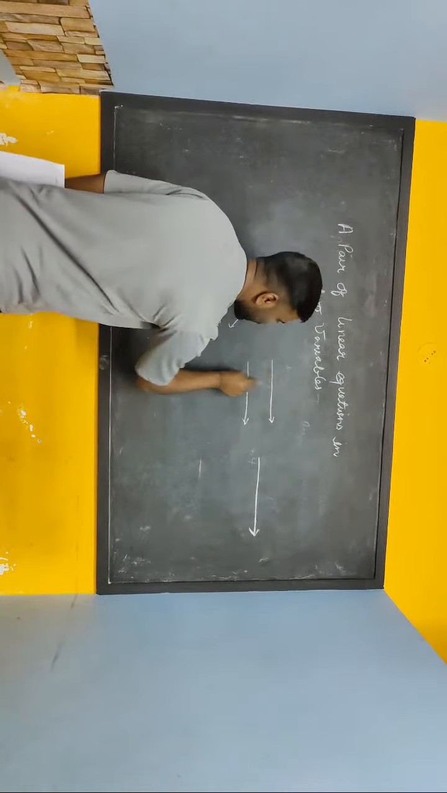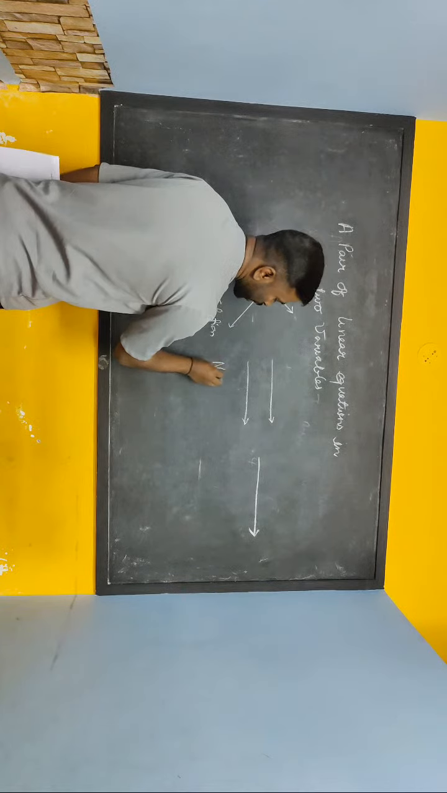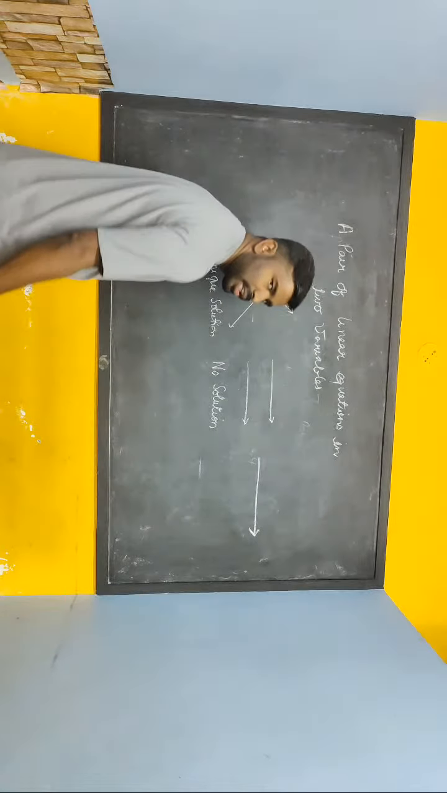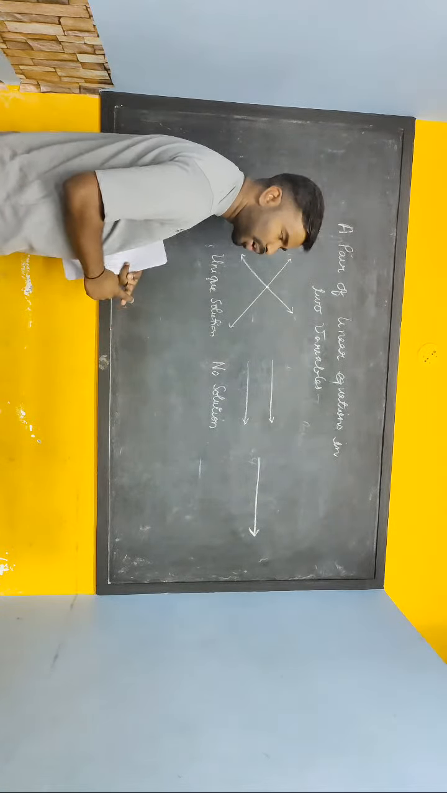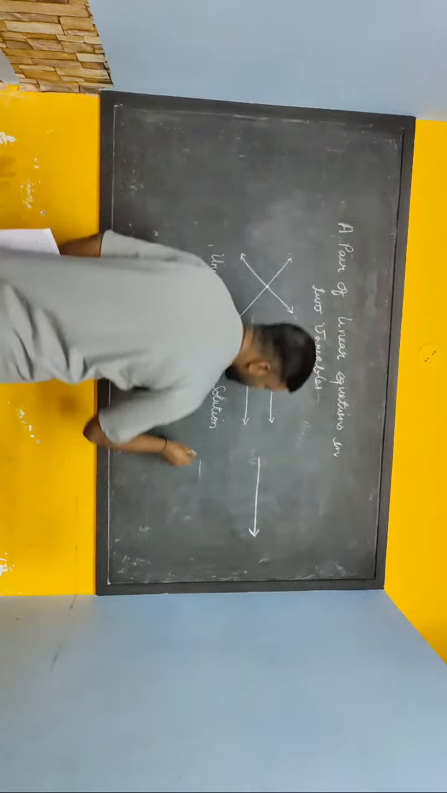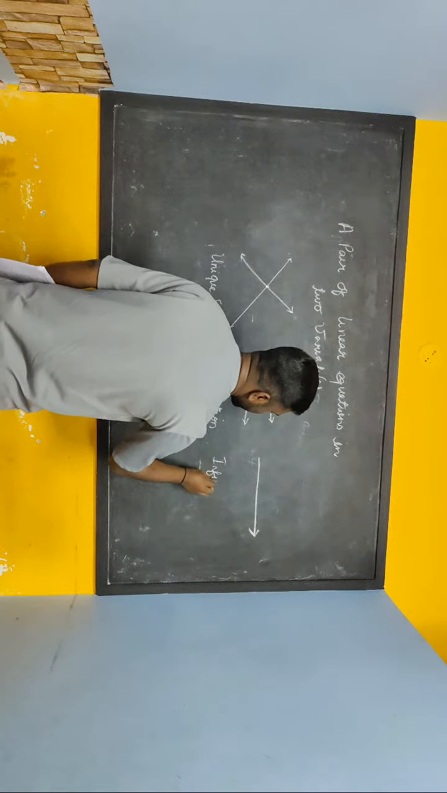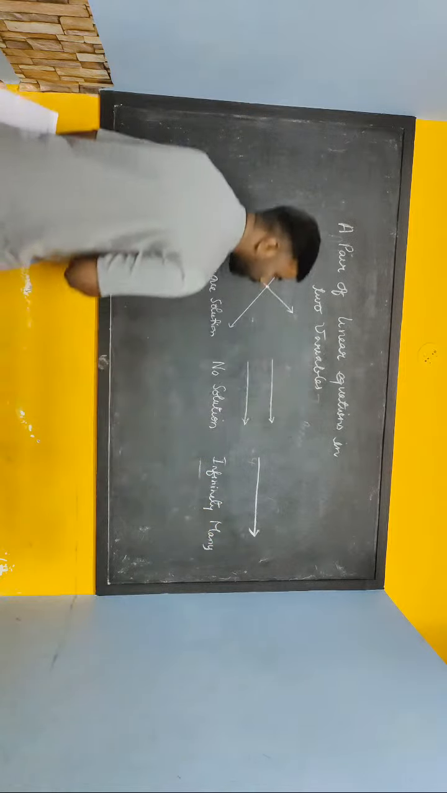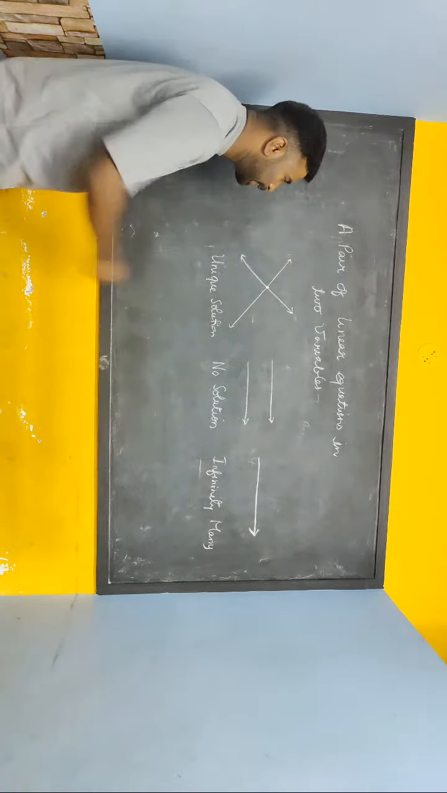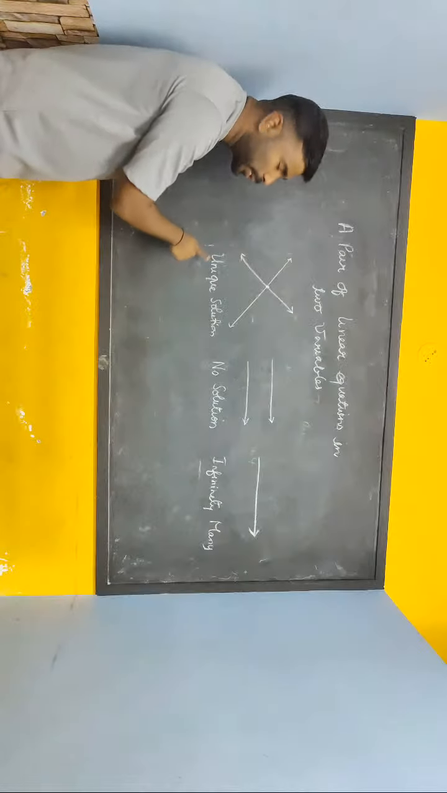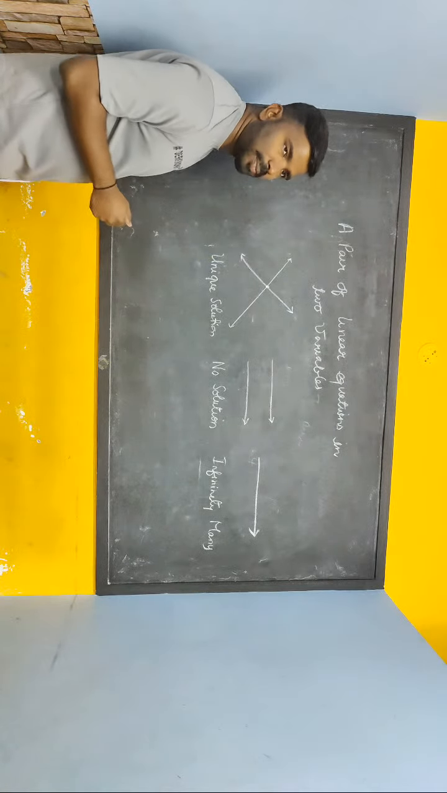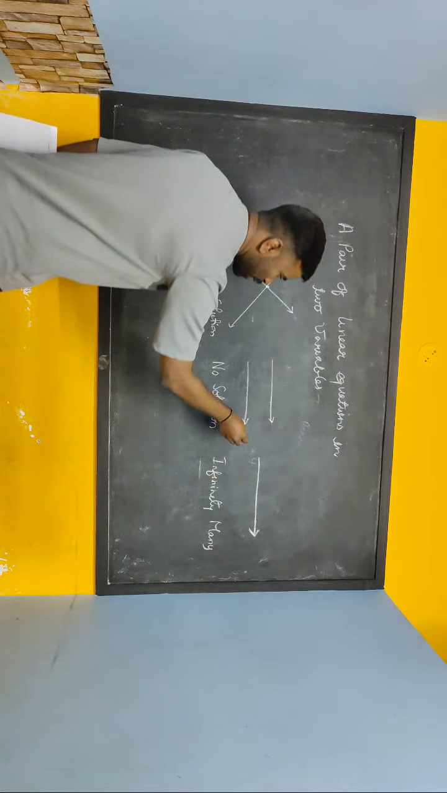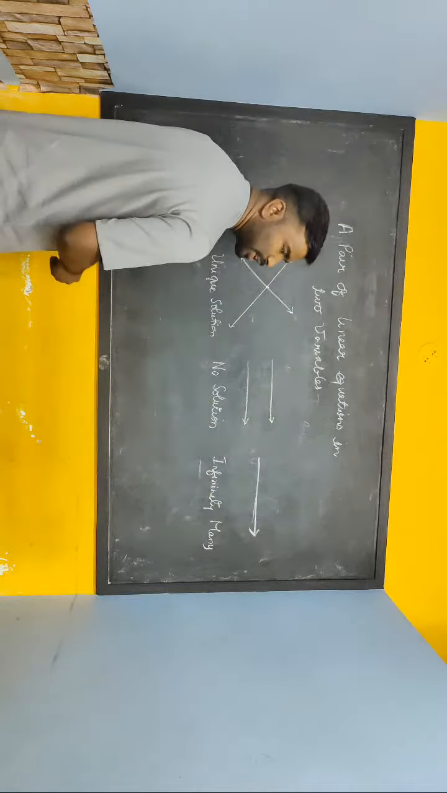If the lines are parallel, they are not at all intersecting. That means no solution. When the lines are coincident, that means infinitely many points of intersection. That means the solution will be infinitely many solutions. See, when the lines are intersecting, unique or single solution. When the lines are parallel, no solution. When the lines are coincident, that means one line over another line, infinitely many number of solutions.